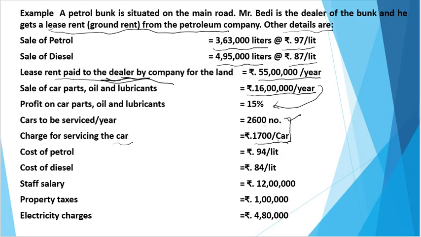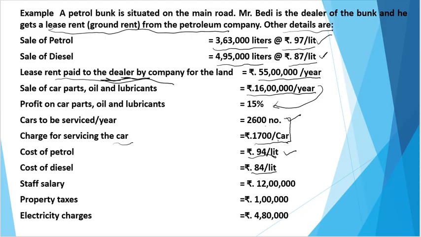The cost of petrol is 94 per liter. See here, he is buying the petrol at 94 rupees per liter and is selling at 97 rupees per liter. Similarly, he is buying diesel at 84 rupees per liter and is selling at 87 rupees per liter.